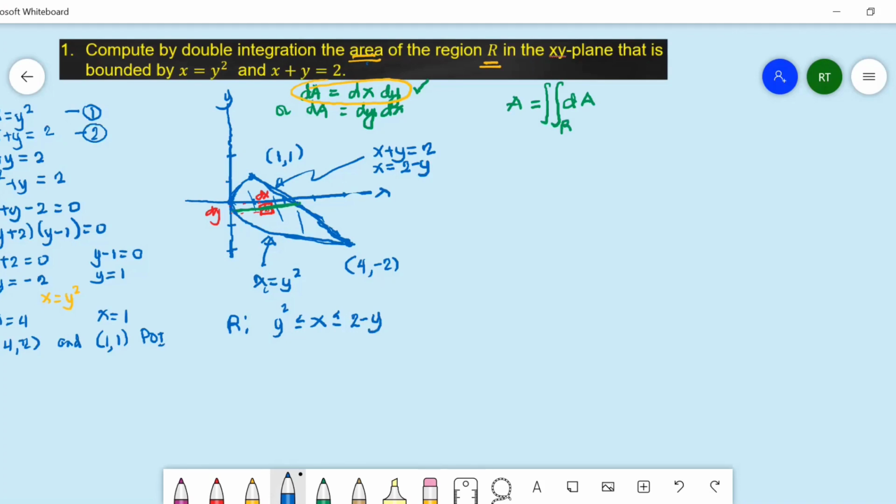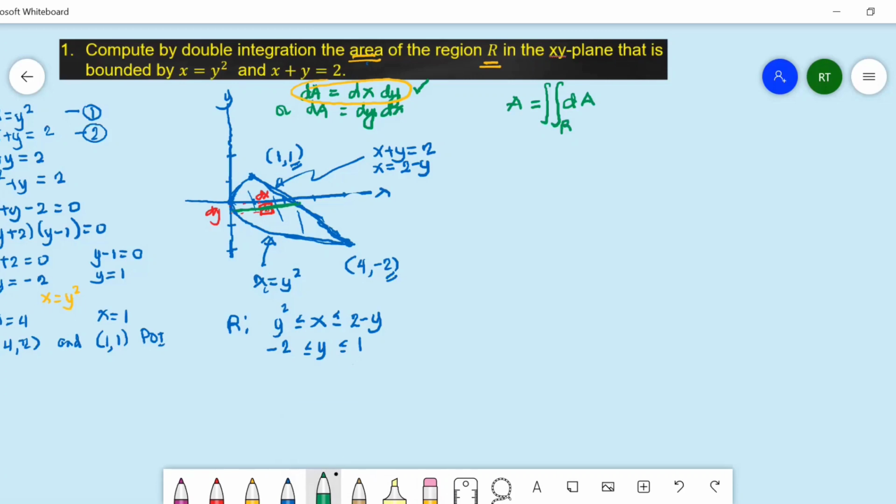Take note that y squared and 2 minus y are independent of x, and this will be used as the inner limits of integration. Now what about y? y will go from the lowest value of y, which is -2, to the highest, which is 1. Lowest is -2, highest is 1. Hence y will go from -2 to +1. And we are going to use this as the basis for the limits of integration in the double integral of the differential of A over the region R.